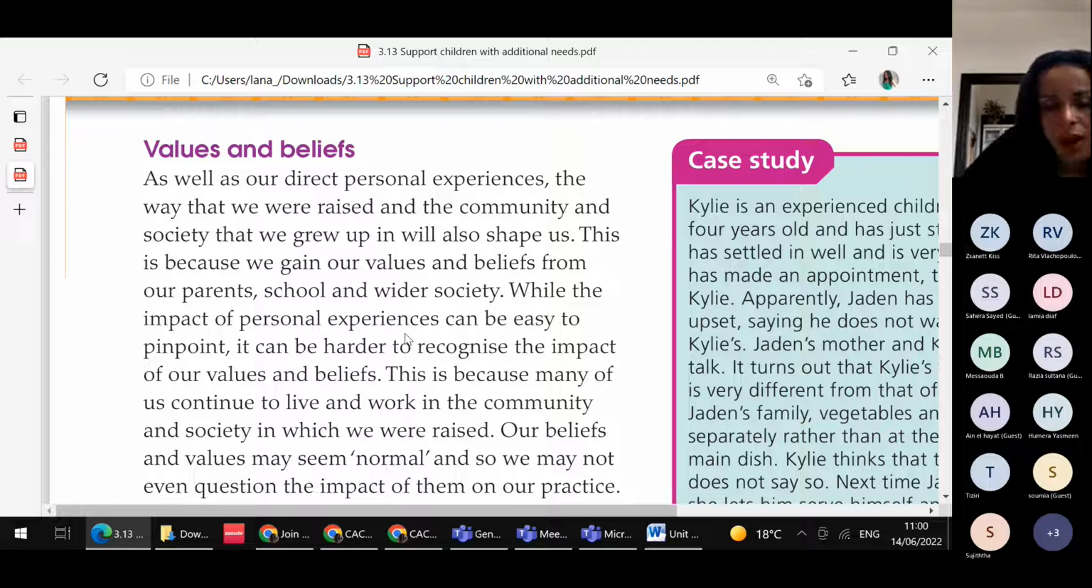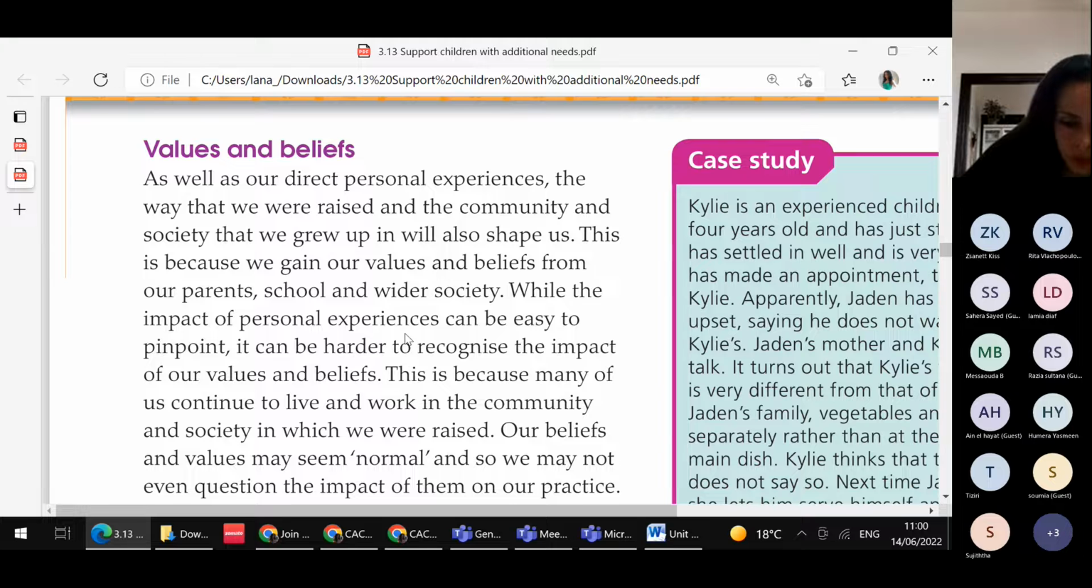And so while the impact of our personal experience can be easy to pinpoint, so it's easy to see how we act is following our personal experience, that might not be spotted about our values and beliefs. So it is really harder to recognize the impact of our values and beliefs on the child, on the way we act with the children.